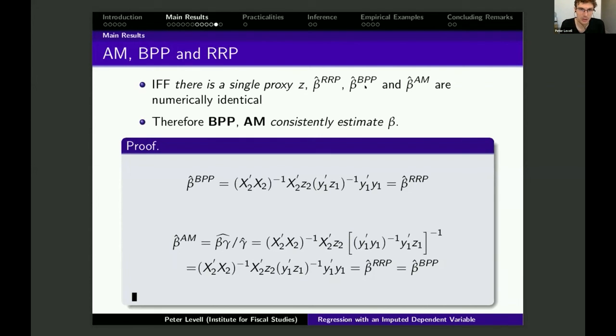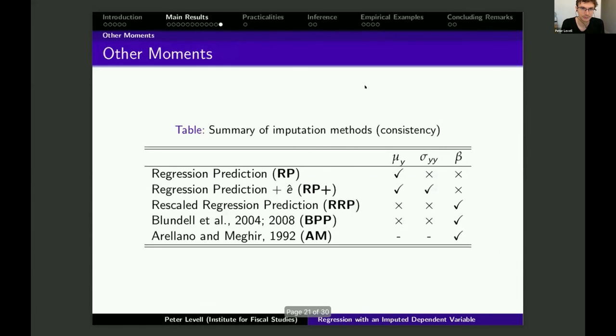The one key difference between these approaches and the rescaled regression prediction approach is that these ones will only give you the same answer with one proxy variable. With the regression prediction approach, you can more flexibly include more proxy variables. So if you're imputing, say, the mean value, or you're trying to get the variance of the imputed variable, different approaches will give you different answers. In terms of getting consistent estimates of beta, all of these three approaches work.